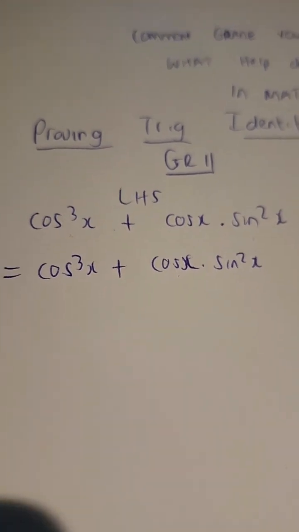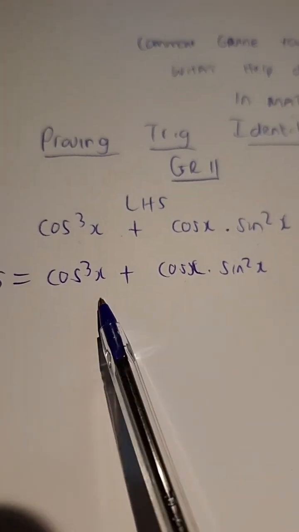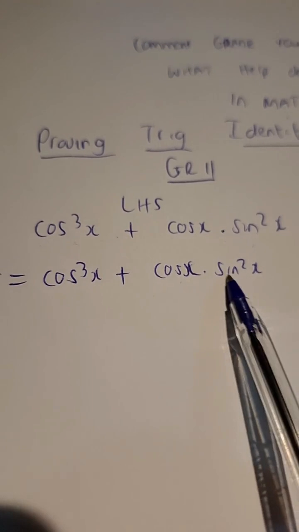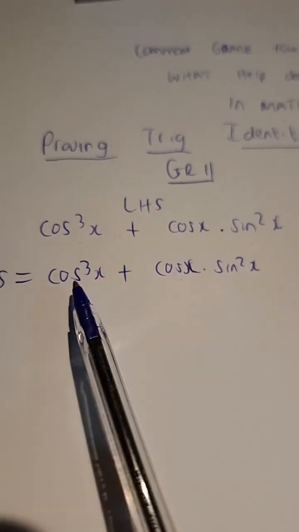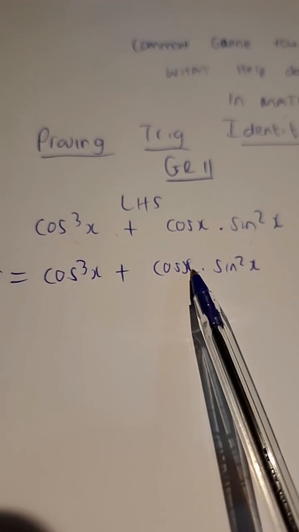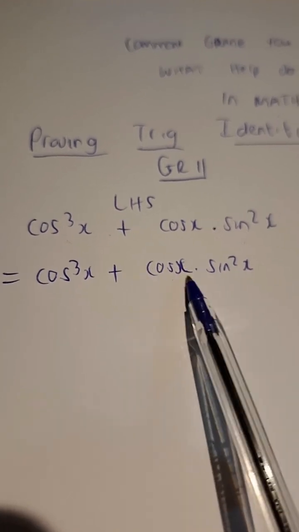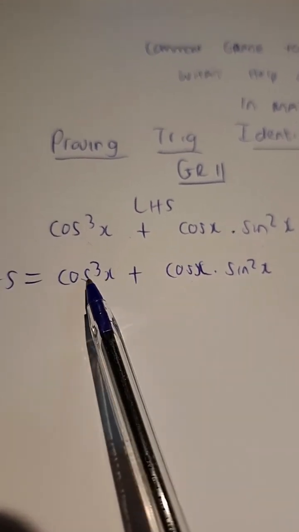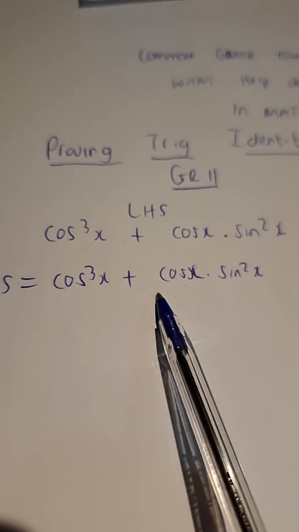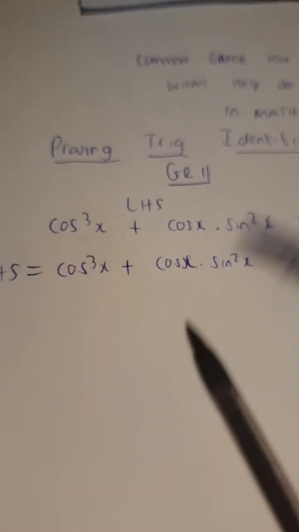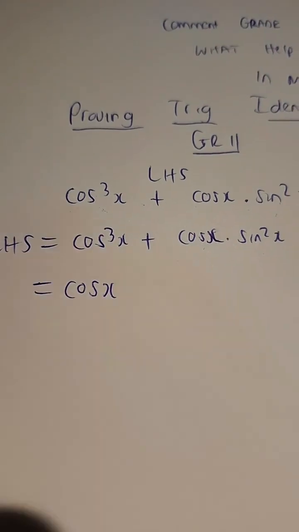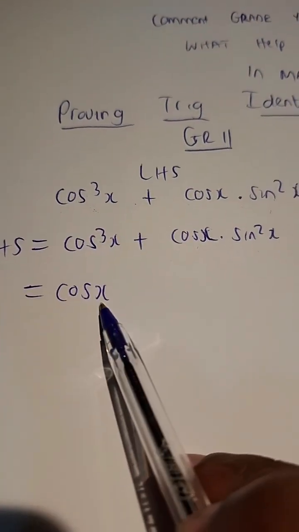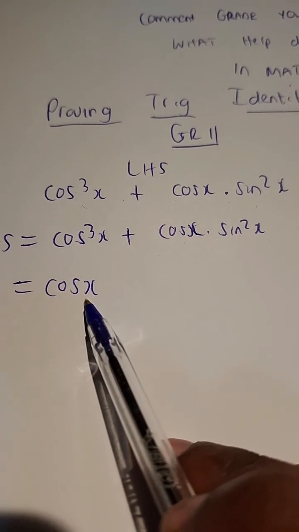Okay, so from what I can see, there is a highest common factor here. And that highest common factor that I can see is actually what? Cos x, because I have cos to the power 3x plus cos x times sine squared x. So that means I can take out cos x. I'm sure you guys can see that. I hope you guys can see it.